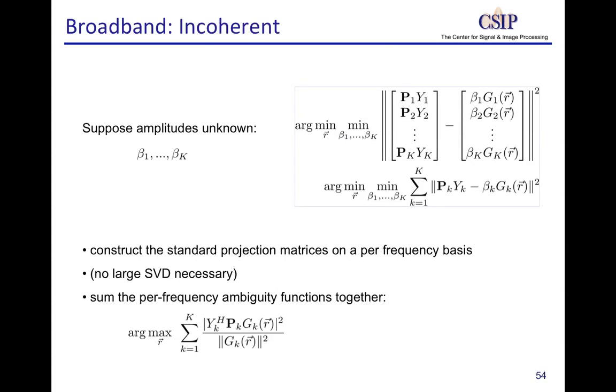So for the incoherent case, suppose we have amplitudes that are unknown, then we just construct the standard projection matrix on a per frequency basis, so we don't need any large SVD. And now we're just summing the per frequency ambiguity functions together to give us our results using this projection matrix.